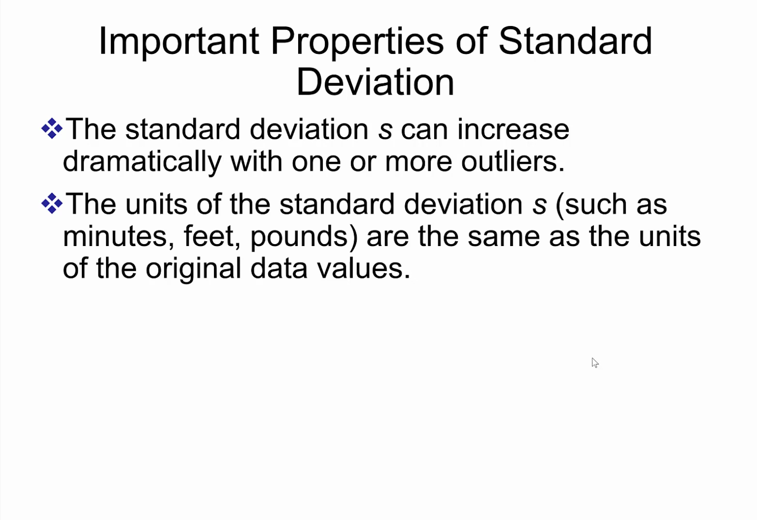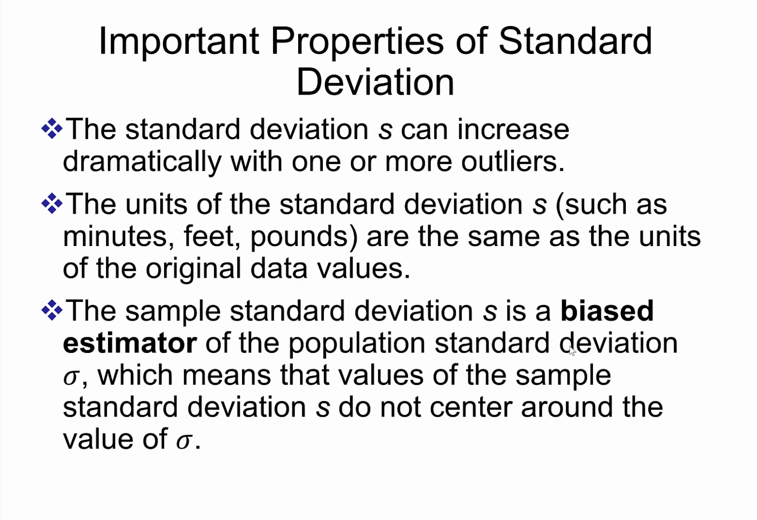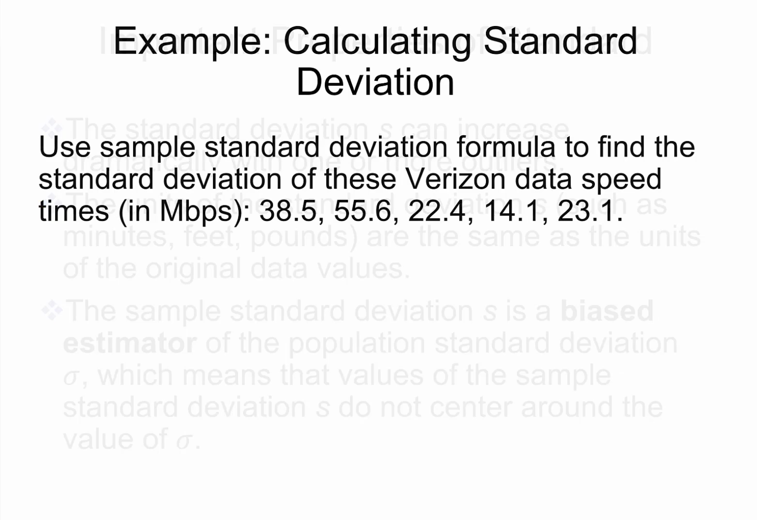The units of the standard deviation are the same as the units of the original data values. The sample standard deviation s is a biased estimator of the population standard deviation, which means the values of the sample standard deviation do not center around the value of sigma.